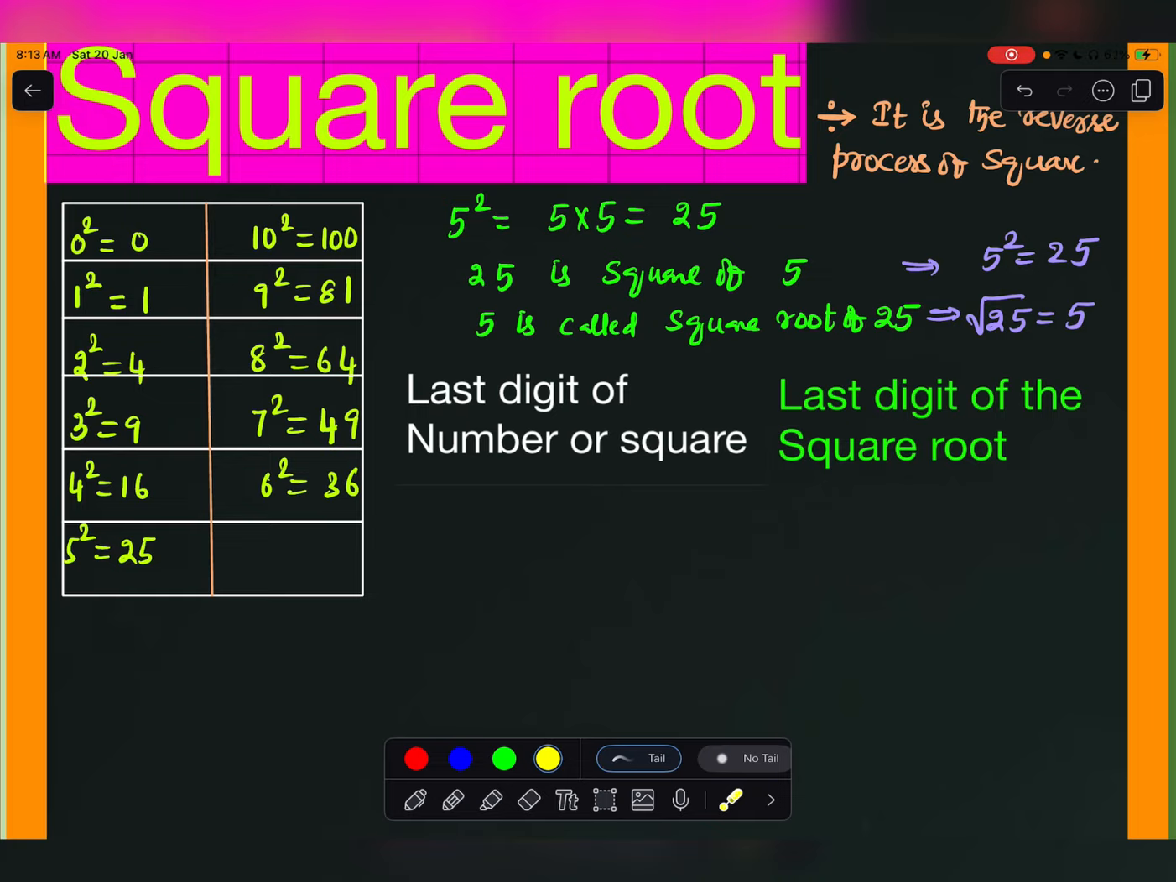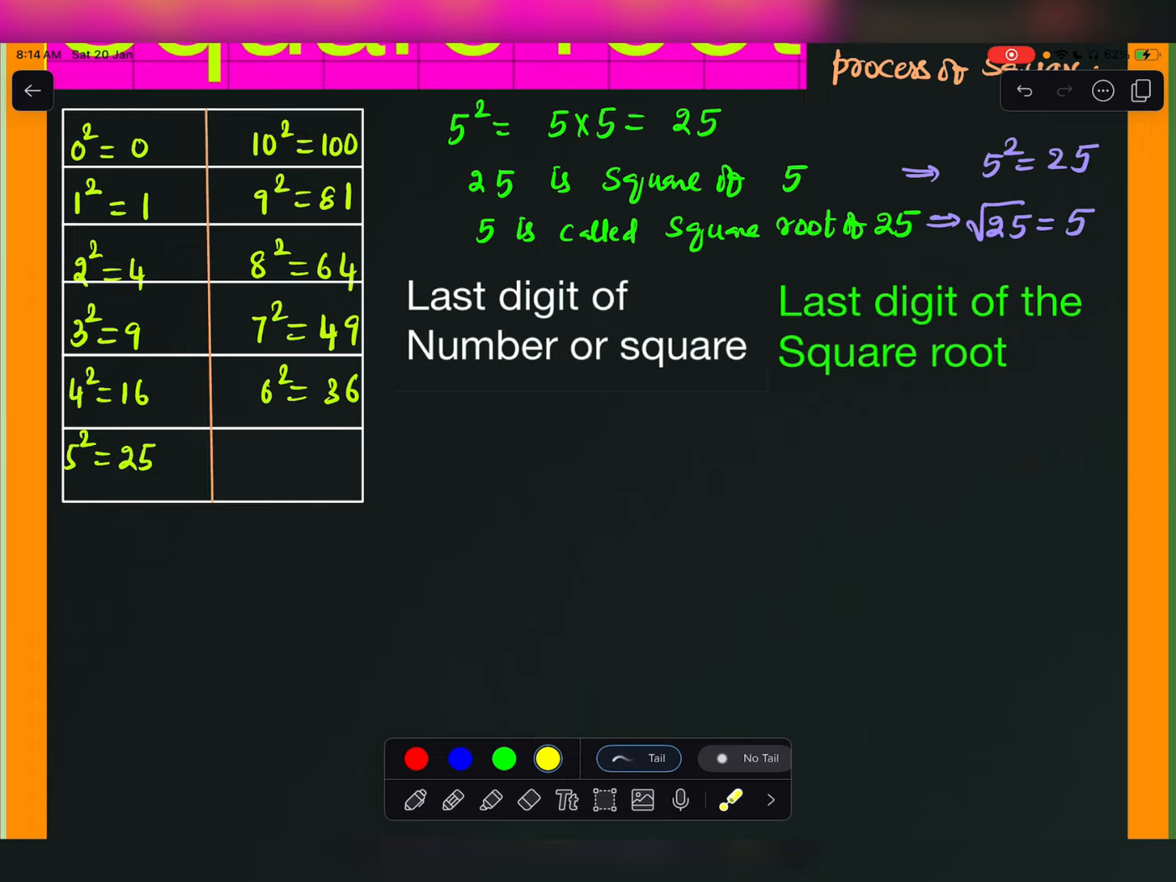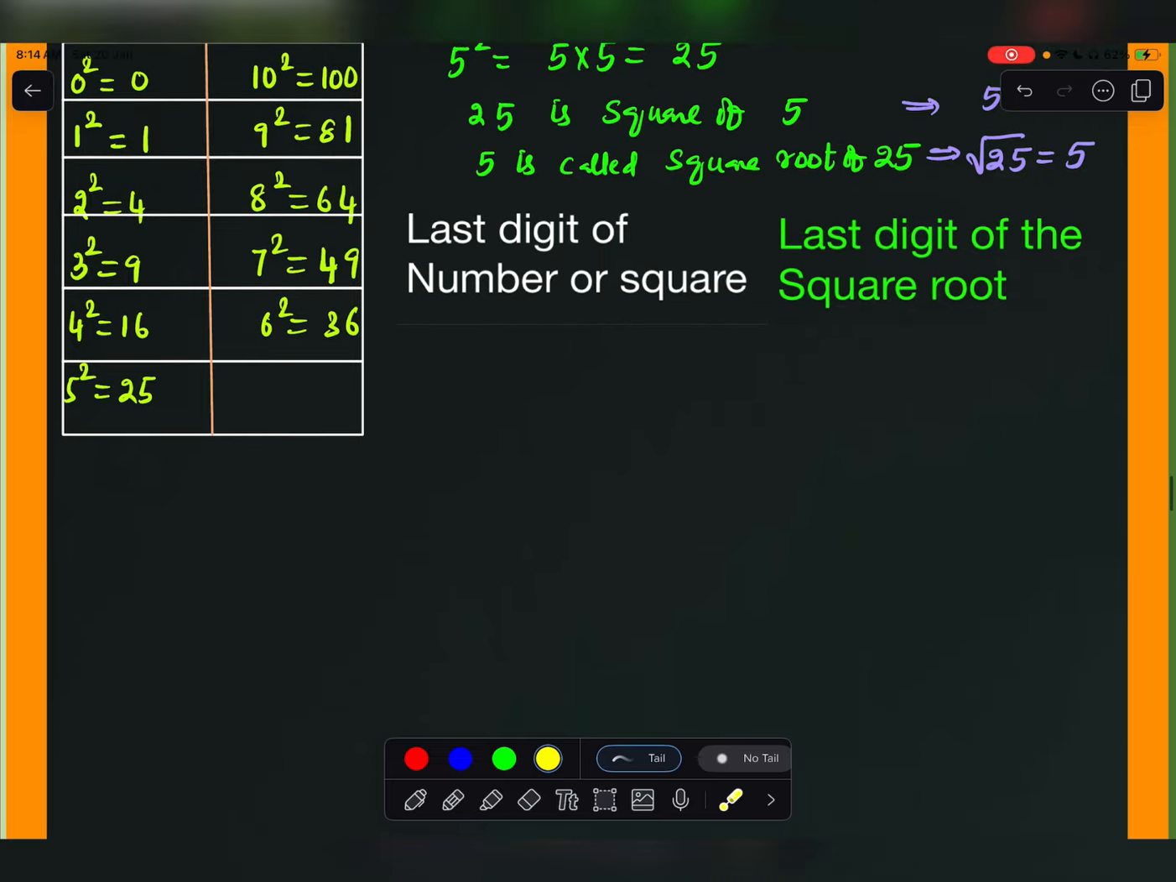2 squared is 4, 8 squared is 64. If a number ends with 4, its square root definitely ends with either 8 or 2. 3 squared is 9, 7 squared is 49. If a number ends with 9, its square root definitely ends with either 3 or 7. These two are complements. If a number ends with 6, its square root definitely ends with either 4 or 6. If a number ends with 25 or 5, its square root always ends with 5.